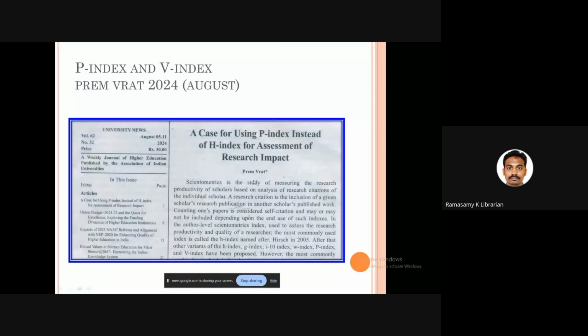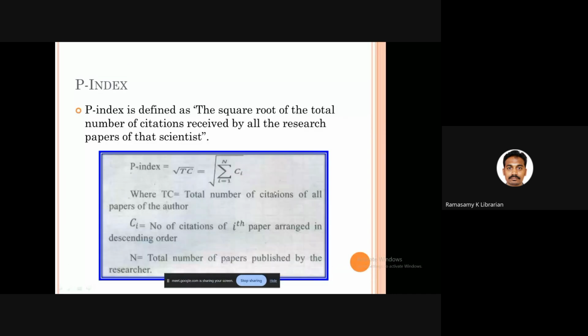An author called Prem Virat introduced 2 indices. One is P index and the other one is V index. Okay. And let us see what are these 2 indices. First is P index. So far we have seen many indices. Almost all the indices have taken into account only the citations received by the papers in the H core. They are not bothered about the citations received by the papers in the H tail. So, Prem Virat is introducing an index called P index.